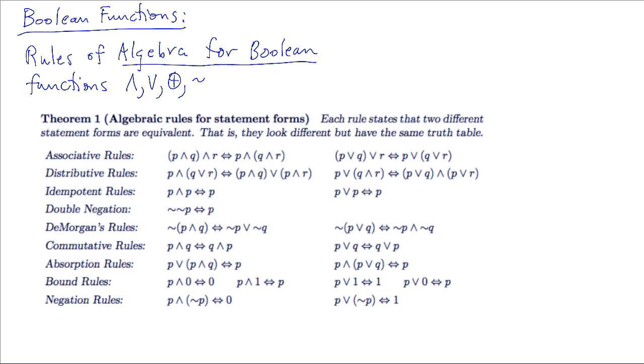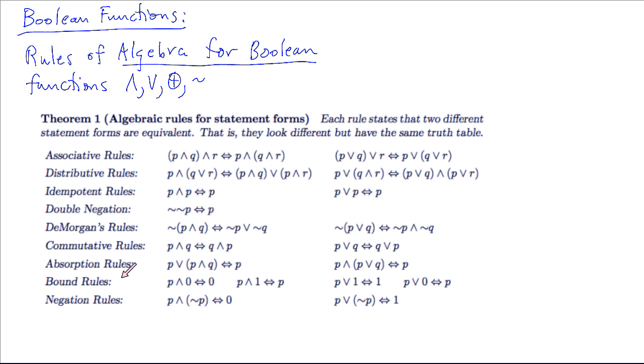Those are called absorption. You don't have to remember the names of these rules, but you should be able to use them. Okay? You know, associative, distributive, double negative, De Morgan's, commutative, you have to remember those. Idempotent and absorption and bound and negation rules, I don't really remember them by those names myself. Anyway, those are the absorption rules.